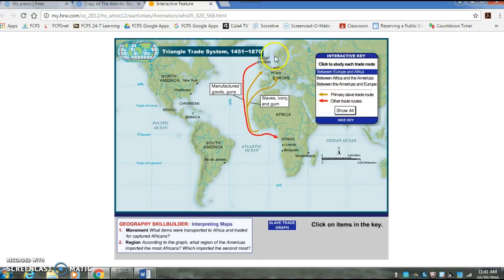So Europe is known as the Old World. They're going to Africa, particularly this western coast here that you just saw. They're getting slaves in exchange for manufactured goods, things they have made, and one of these things is guns. Another big one was rum. So those are things they can't make themselves.